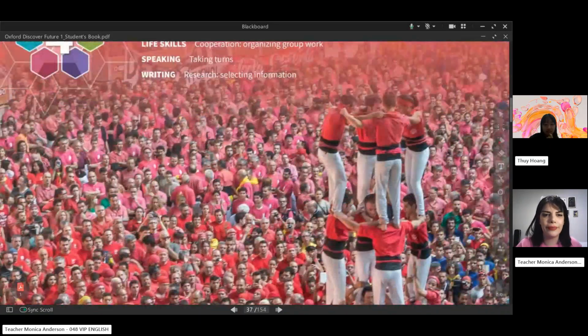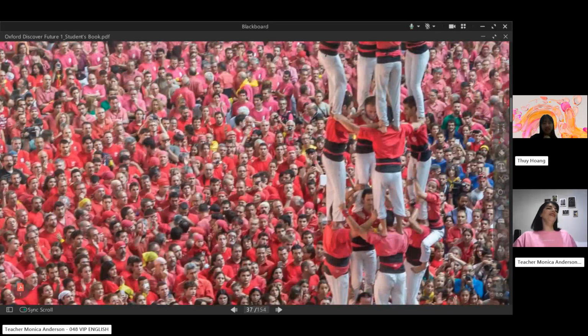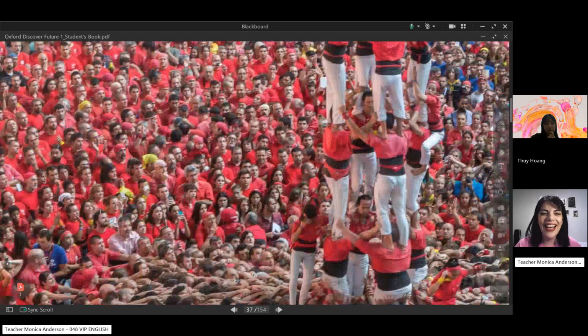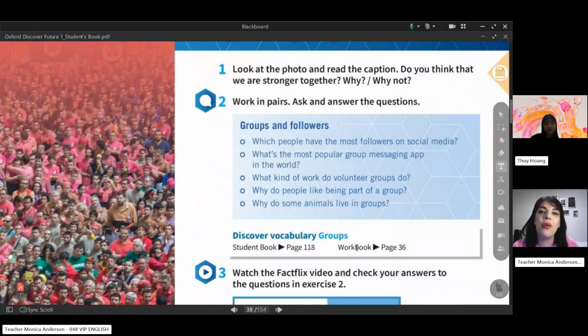Yes. Wow. I think they look like tomatoes, because they are red. When I see from here, they look like tomatoes. Okay, well, let's keep going.